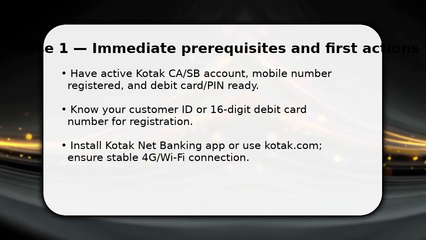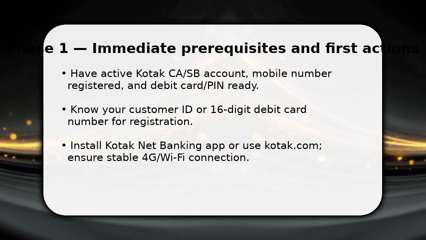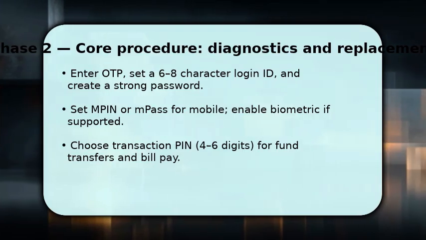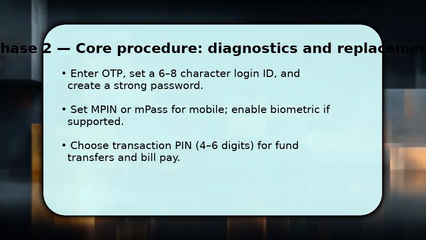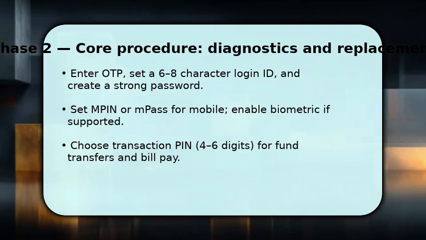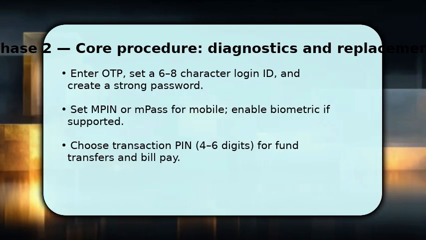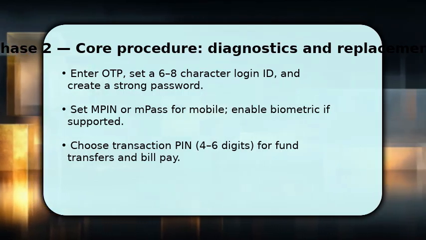Once you receive the OTP, enter it promptly and create a unique login ID. Use letters and numbers to strengthen security. Next, set your password and then create an MPIN or MPass for mobile use. Enable biometrics if your phone supports it, because that speeds login and adds protection.